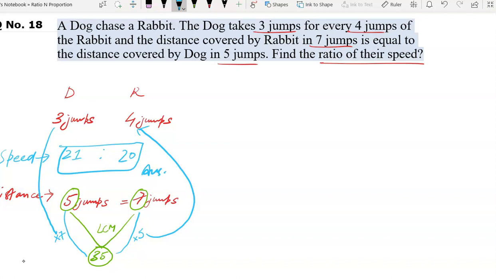Now I will explain the logic behind this. There is a concept in time and distance chapter.